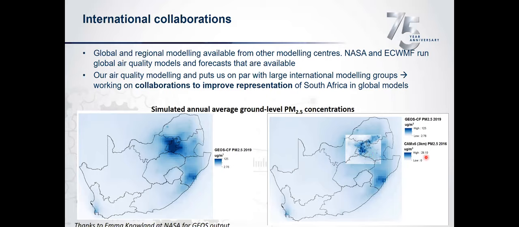And we can also see that the peak is 29 micrograms per meter cubed rather than 125. And so that also showed that there was overestimation in the NASA model. And we have heard back from NASA since then that they did find some issues and that they have been able to improve their modeling to get closer to what we've seen.